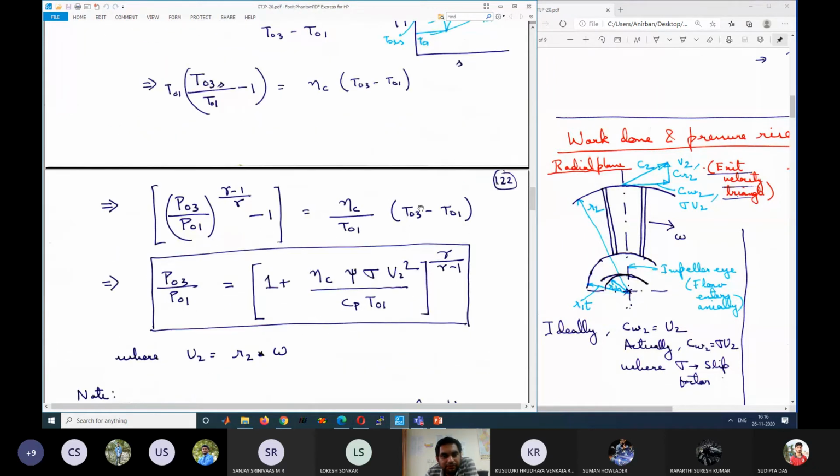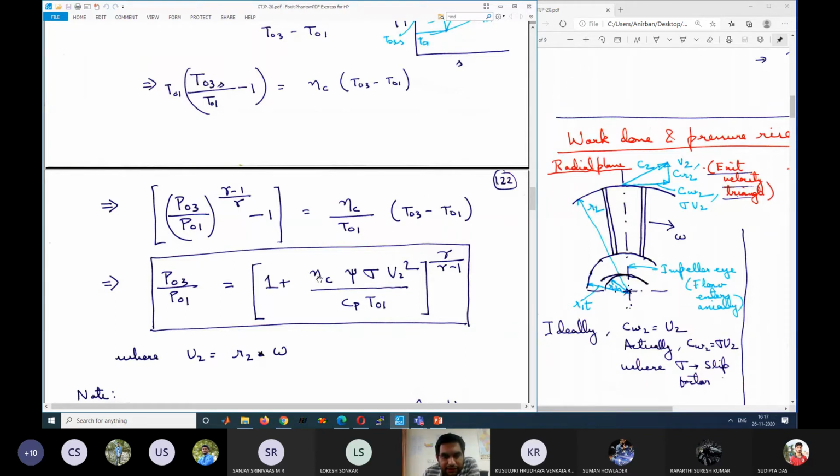So you replace all the terms and rearrange, and you will get the pressure ratio P03 by P01 as 1 plus eta C psi sigma U2 square divided by Cp T01, whole to the power gamma by gamma minus 1. So this is the pressure ratio in terms of known parameters.